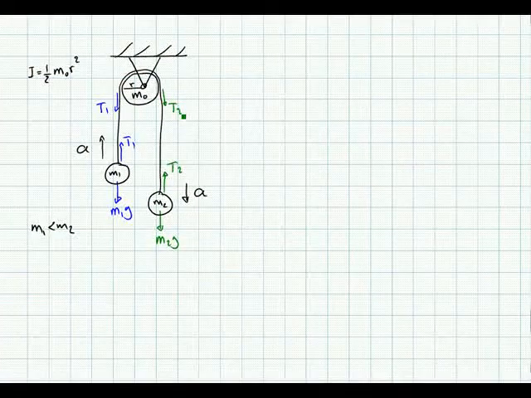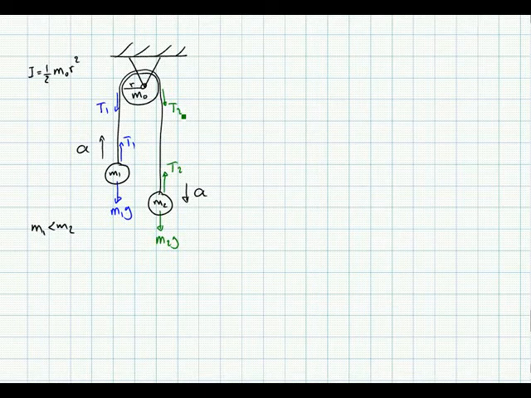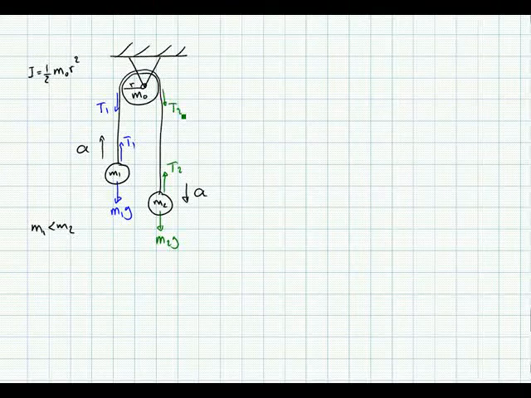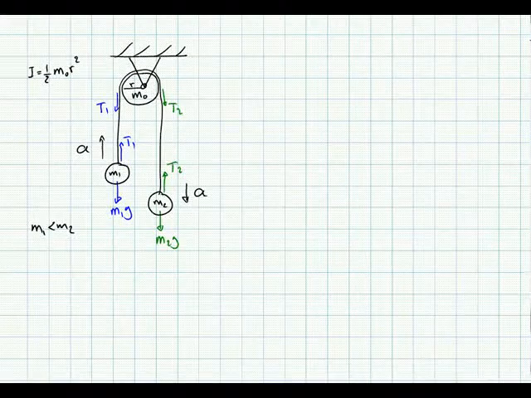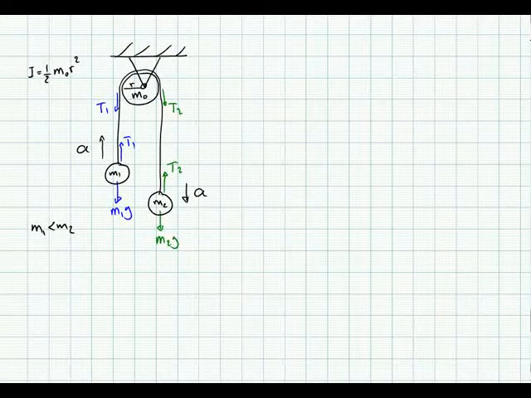Now it is important to note that T1 and T2 are no longer equal because our pulley is not massless, it has mass associated with it. So T1 and T2, you cannot set them to be equal, of course.